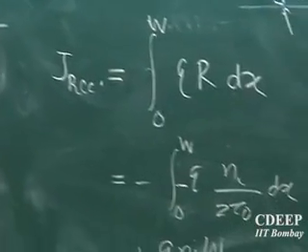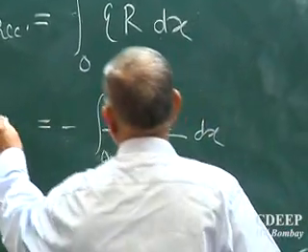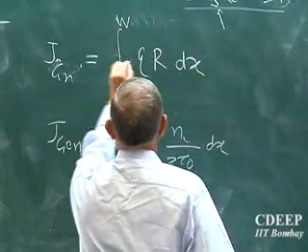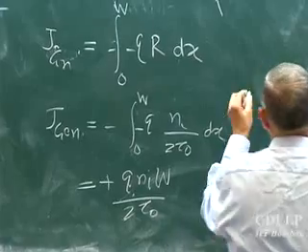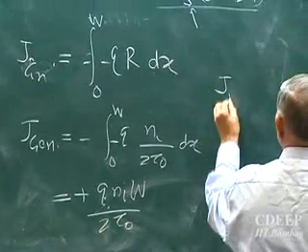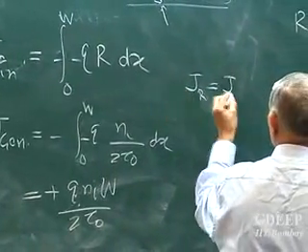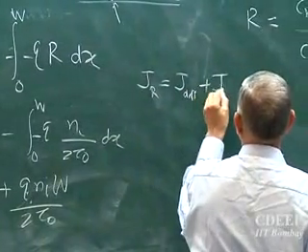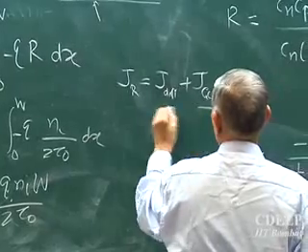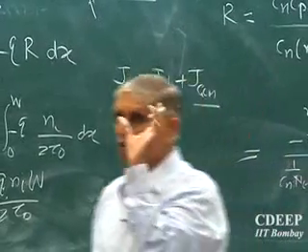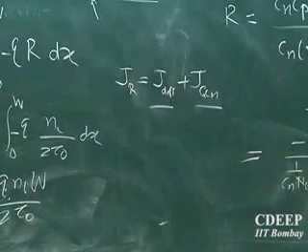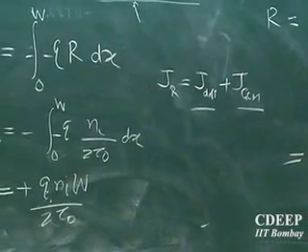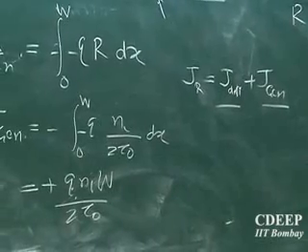So this should be called J generation. So total reverse current is how much? J reverse is J, whatever we get due to drift or diffusion, plus J generation. The first term is constant, in the sense independent of voltage. The second term is a function of bias.